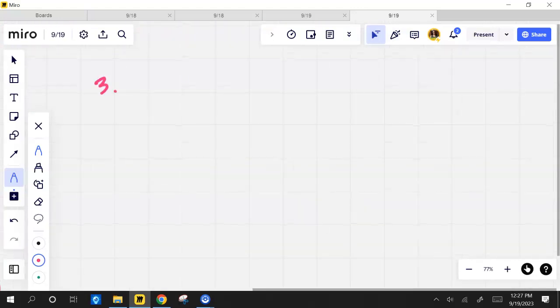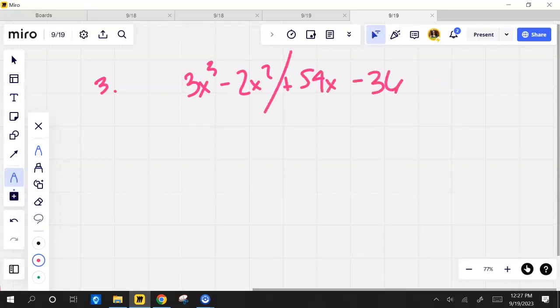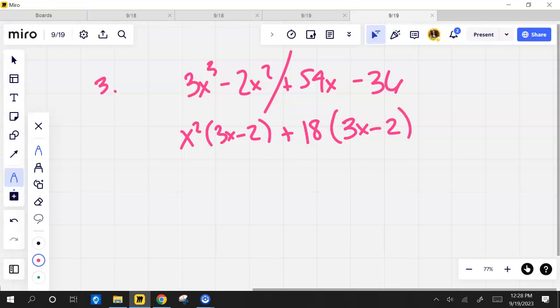Number 3. 3x cubed minus 2x squared plus 54x minus 36. I'm going to start by trying to slash it. Does it slash? It slashes. I can take out an x squared. It leaves me with 3x minus 2. I can take out an 18. Good job. 3x minus 2. Leaves me with 3x minus 2 times... Should have still come back to the same thing, though.